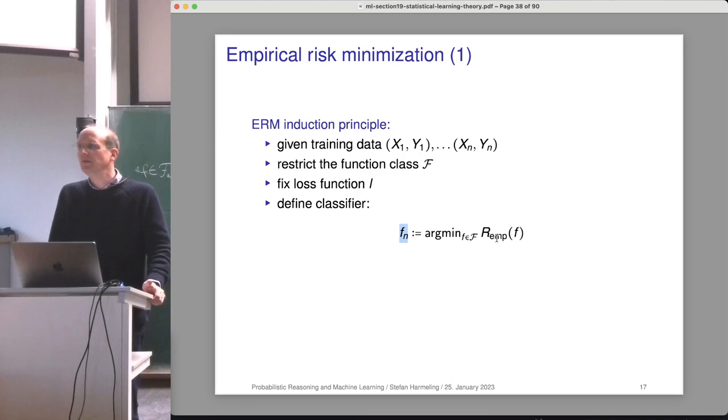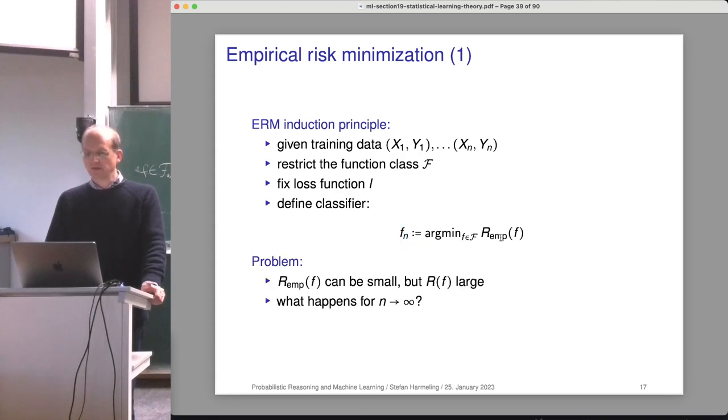And that could, for example, be done by gradient descent, or gradient descent on the 0-1 loss, or if we would have a different loss function, maybe minimum mean squared error or something like that. That's the usual thing that we're doing. But it gets a name. This is the ERM induction principle. So given some finite data set, restrict the function class, have a loss function, and then our classifier is defined to be the minimum of our empirical risk.